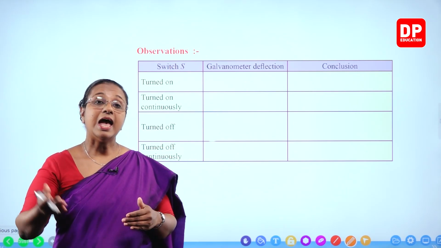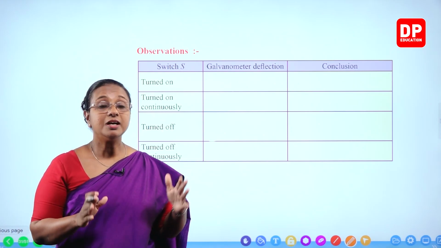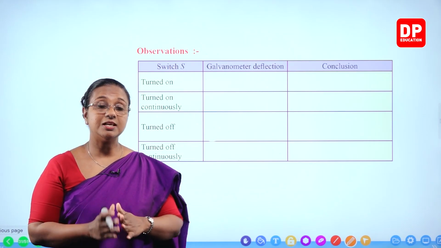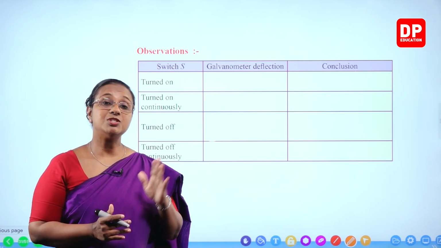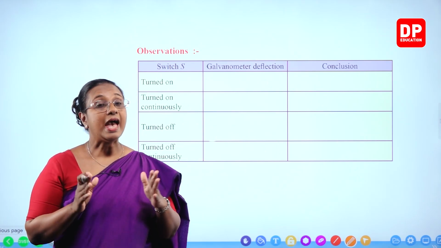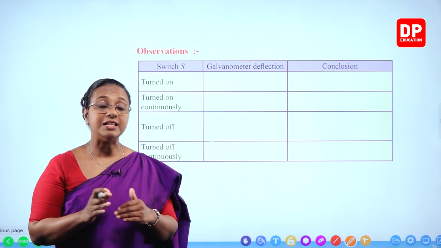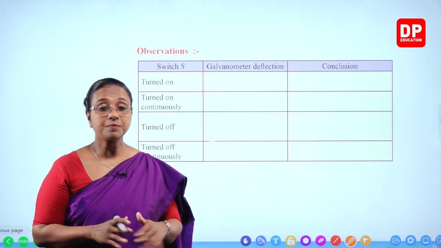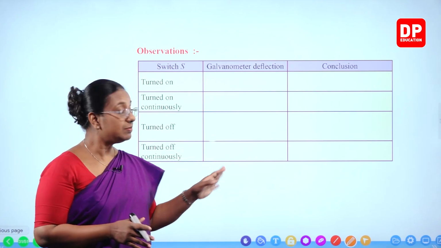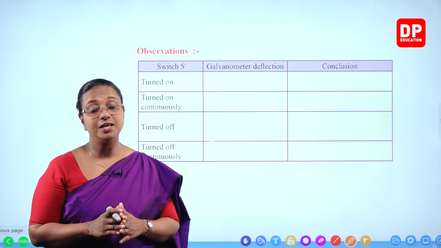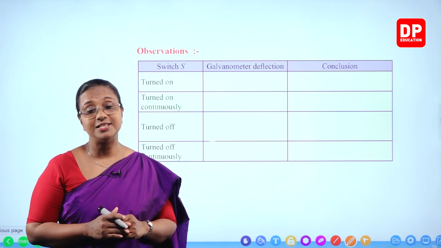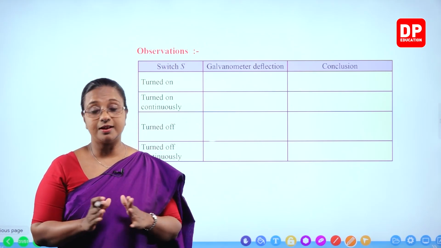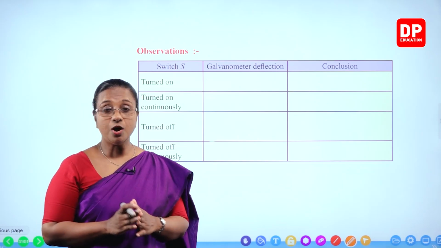Then again, as I turn off the switch, you were able to see a deflection in the galvanometer in the opposite direction, towards the left. And you know that the current flows in the opposite direction, that is B to A. Thereafter, when we keep the switch turned off continuously, there was no change in the galvanometer. There is no deflection. That means there is no current flow. So those were the observations.